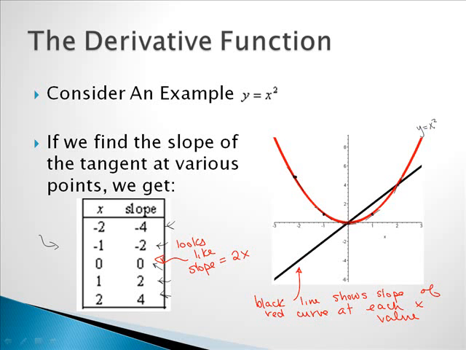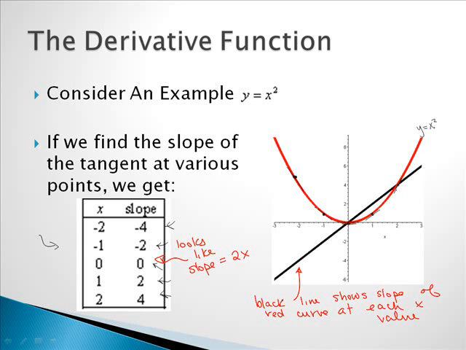At 0, we got a value of 0. At 1, we got a value of 2. And at 2, we got a value of 4. This kind of looks like a table of values for the line y equals 2x, because all we're doing to get the slope is really multiplying the x value by 2.